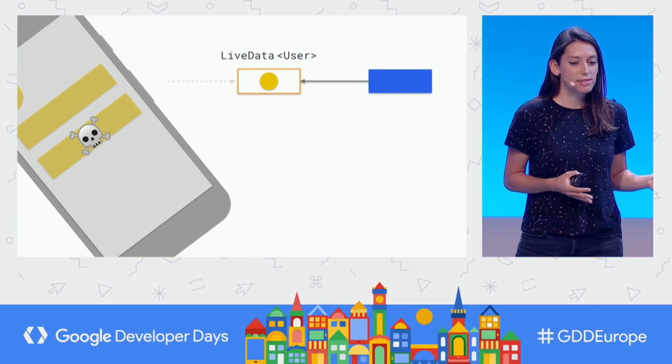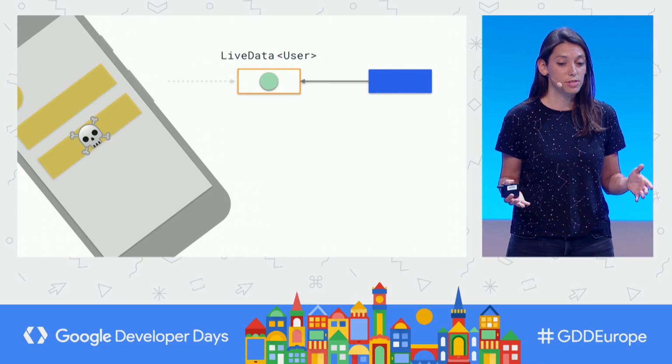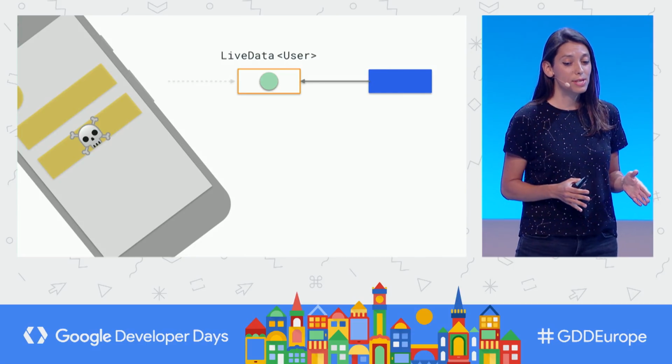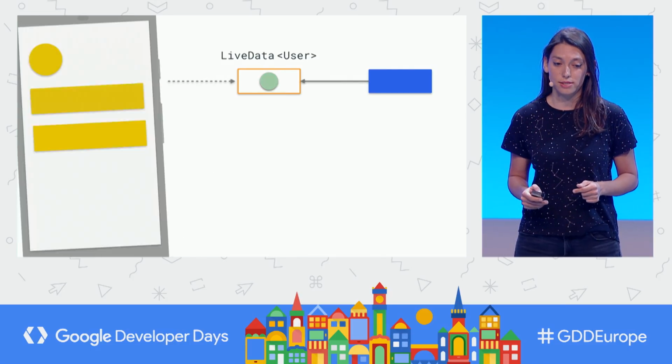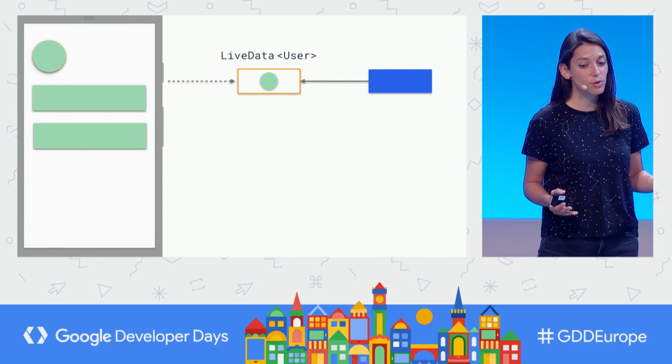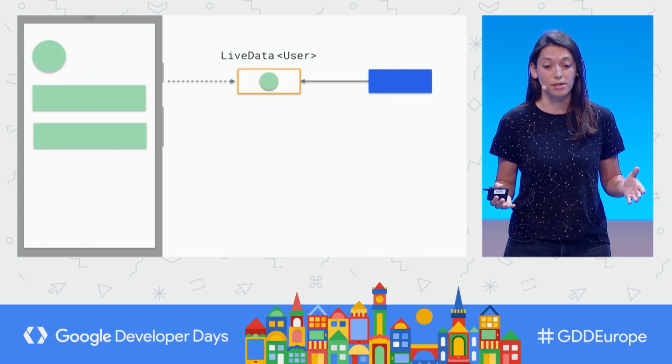But when the activity is on pause or on destroy, the subscriber is removed. So the LiveData is considered inactive, and the events are not propagated. But once the activity is recreated, we subscribe again, and we can update the UI.